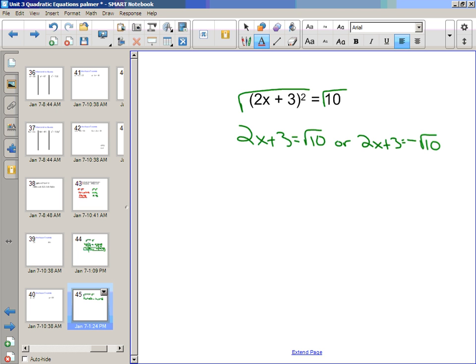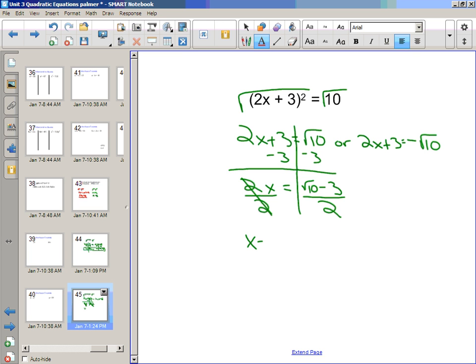Okay, again, you're solving for x, it's just there's an extra step in this. If you're solving for x here, to undo this, you'd have to subtract 3. So you get 2x equals the square root of 10 minus 3, and then you have to undo the 2 times x. So to undo 2 times x, you need to divide both sides by 2. So x is equal to the square root of 10 minus 3 over 2 for one of your solutions.